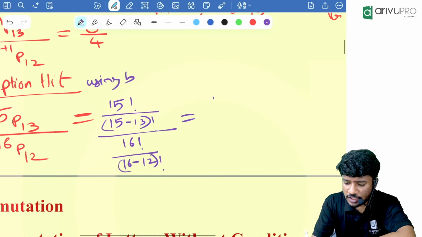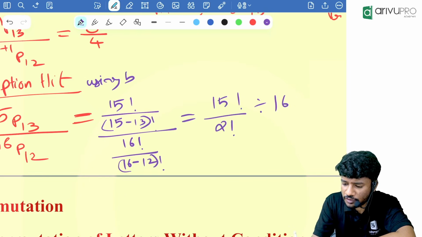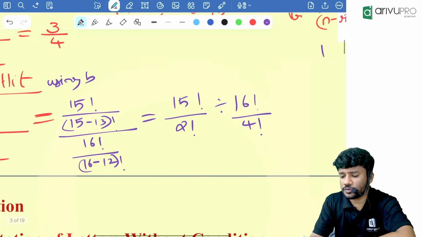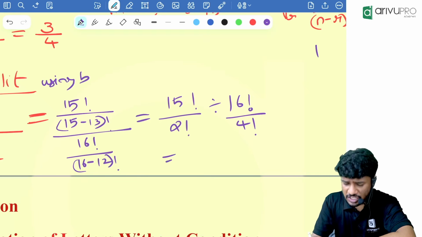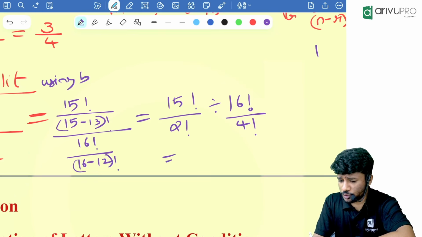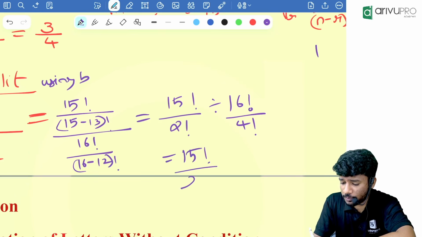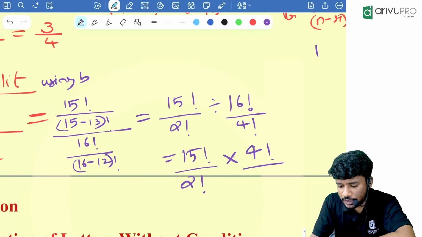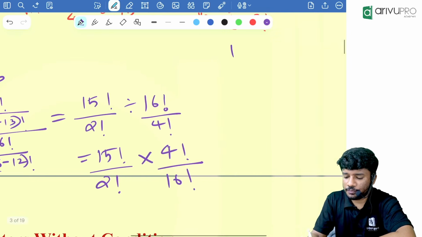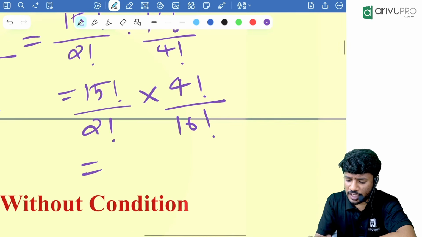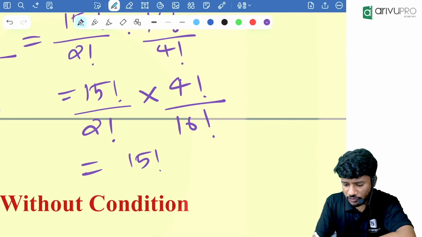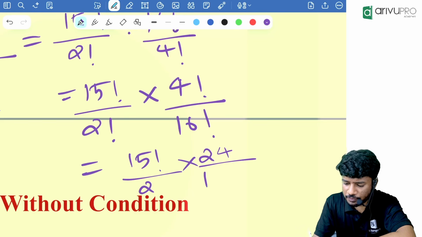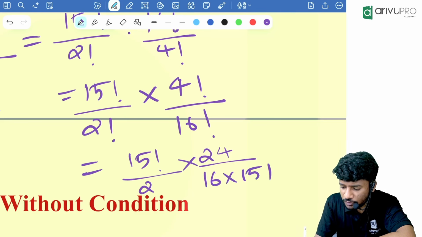Now, how will you rearrange and write? 15 factorial divided by 2 factorial. Divide with what? 16 factorial divided by 4 factorial. Now, people, when division we want to take the inverse. How can you do that? 15 factorial divided by 2 factorial will become what? Multiplied with what? 4 factorial divided by 16 factorial. Now, 16 factorial, how will you rearrange? Because we can cancel it. 15 factorial divided by 2 into 4 factorial is how much? 24 divided by 16 into 15 factorial.